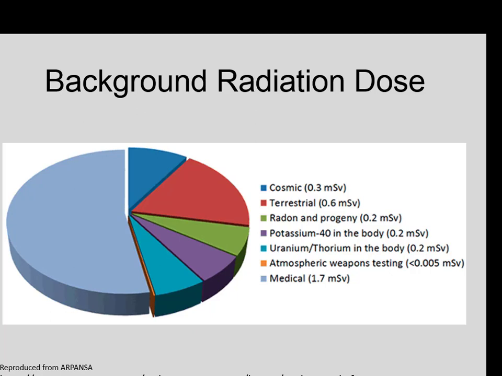There is also an estimated exposure for medical radiation. This is based on the average annual exposure across the entire Australian population. And it's estimated to be about 1.7 millisievert per year from medical radiation exposure.